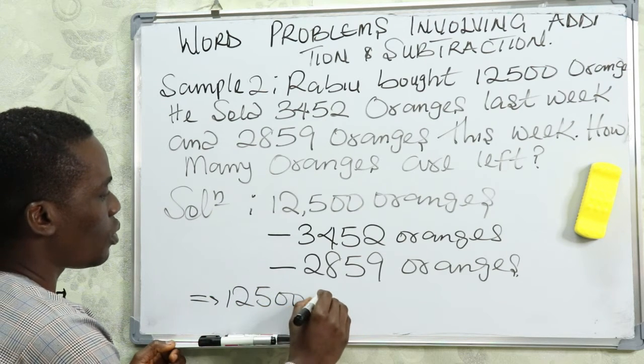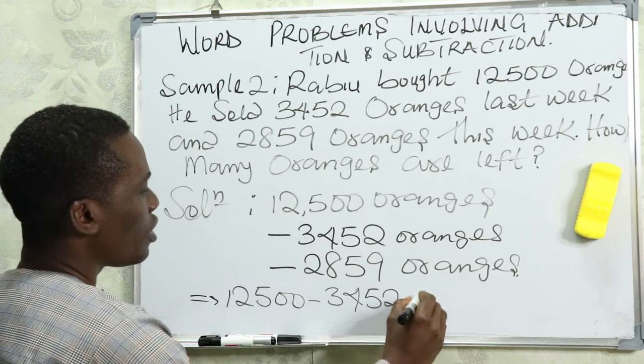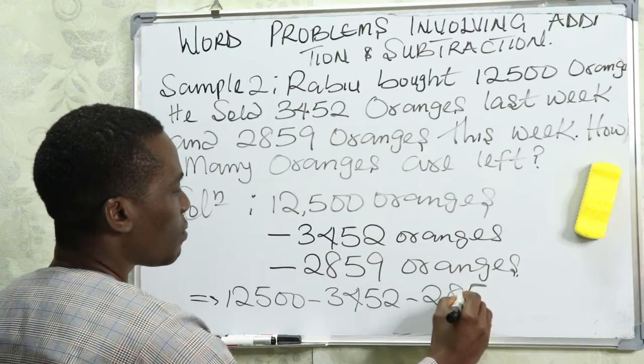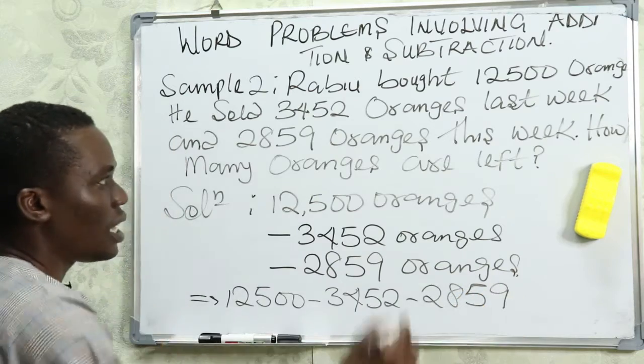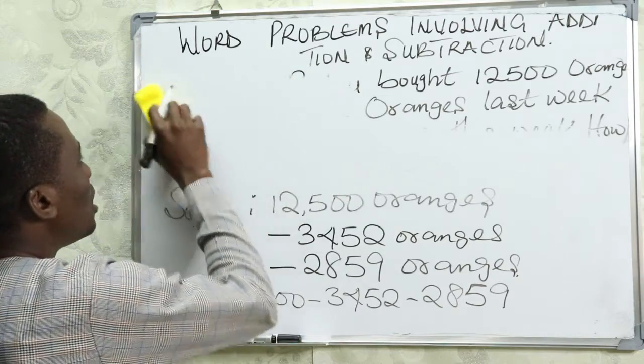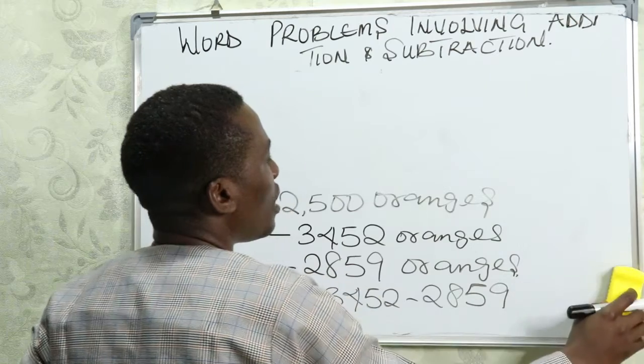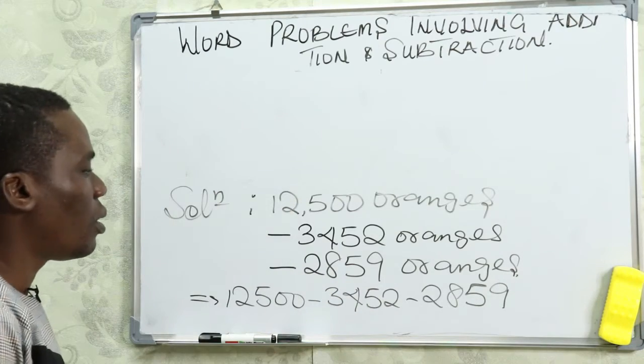12,500 minus 3,452 minus 2,859. Now let's carry out the operation. When we do that, we are going to see the number of oranges that is remaining after Rabiu must have sold this number of oranges.